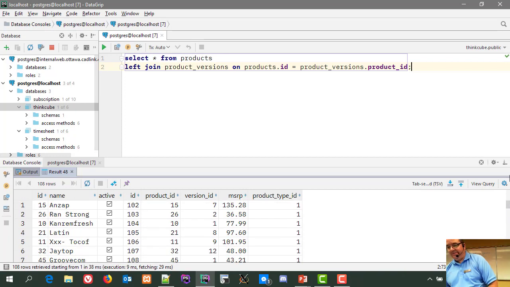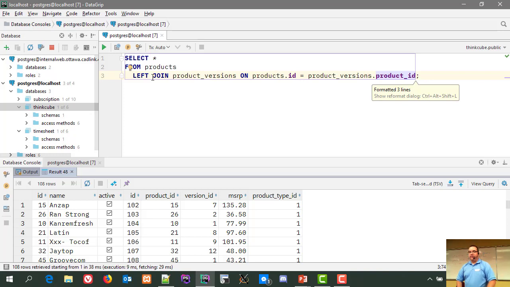Oh, I did. I'm so clever. Actually, that's probably an answer to one of the lab questions, to be honest. So I did a left join. So here's the query. Let me just reformat this a little bit so it's a little clearer.